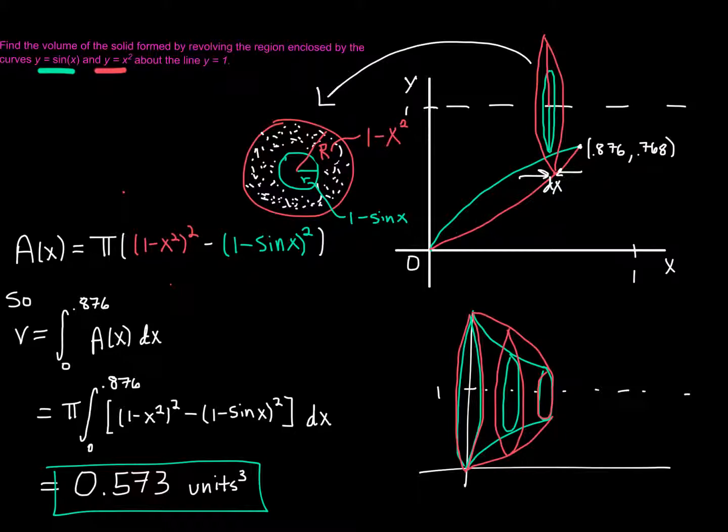Notice, of course, that I am simply applying my definition for volume, and here I am inputting the formula I found for the area of our washer-shaped cross-sections. I've factored out a pi, and no need to do this by hand. We'll simply use the calculator and compute the volume to be 0.573 units cubed.